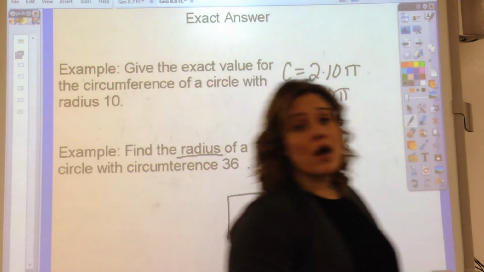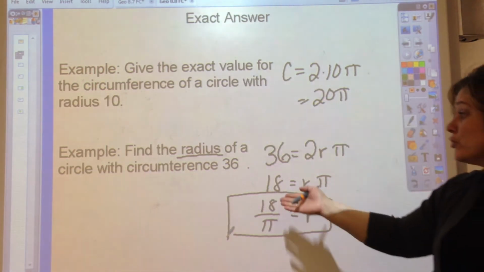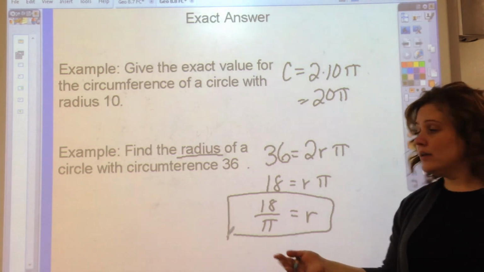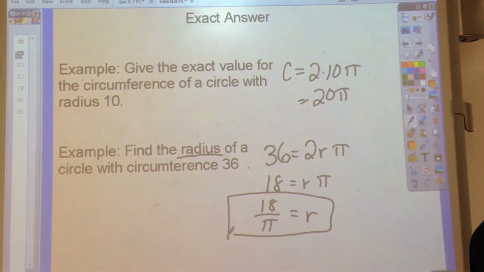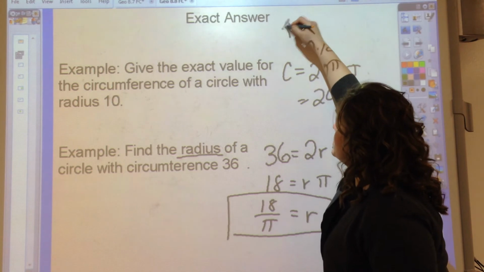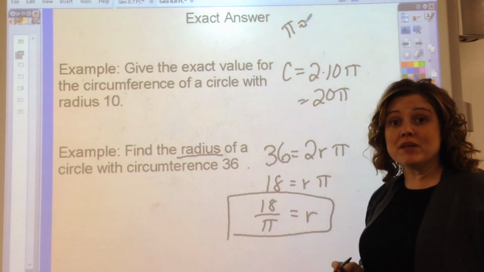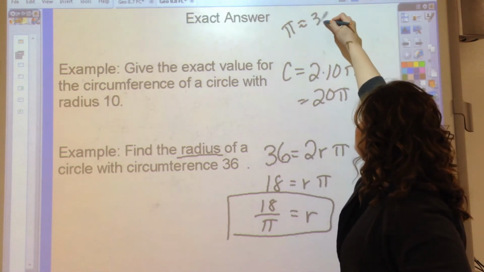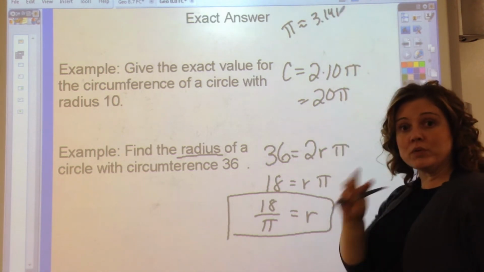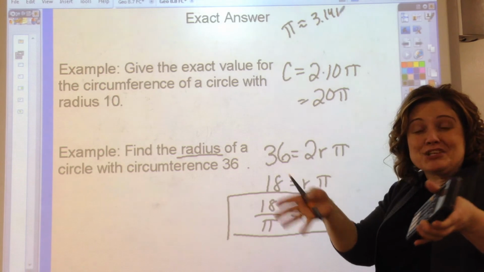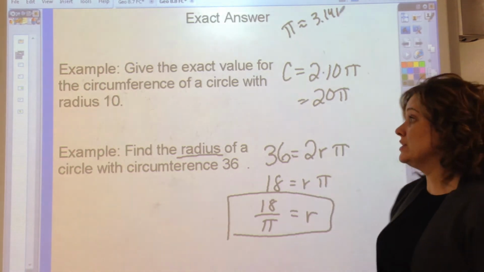If we asked you for an approximate solution on your calculator, you could go ahead and divide by pi and give the approximate solution. When you are using pi, if you don't have a graphing calculator, if you haven't checked one out from the library, you're going to have to use 3.141 to 3 decimal places so that we're as close as possible to 2 decimal places.